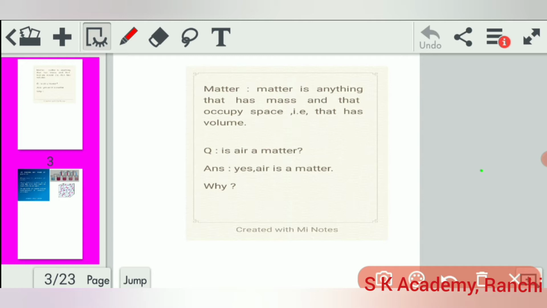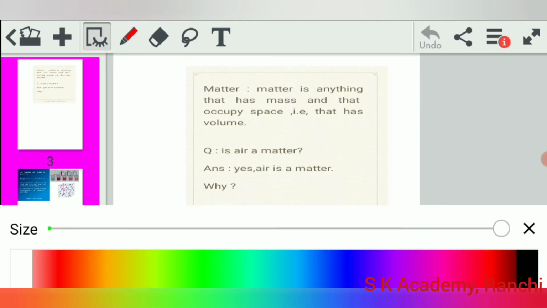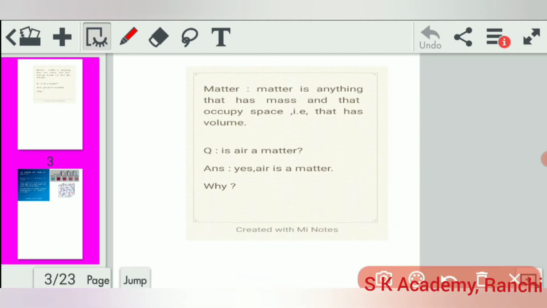Now there is a question for you. Can you say that air is a matter? Then I will say yes, air is a matter. Then how can we say that? Why is air a matter? How can we say that? Take a balloon.